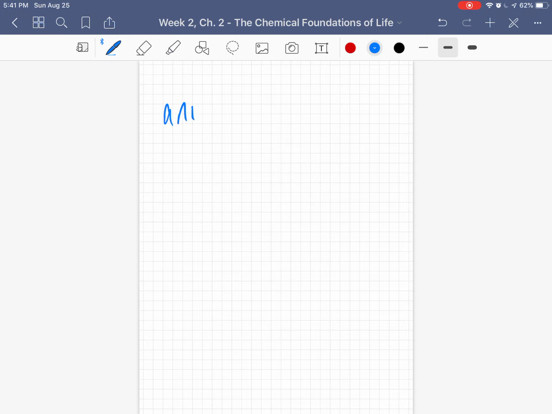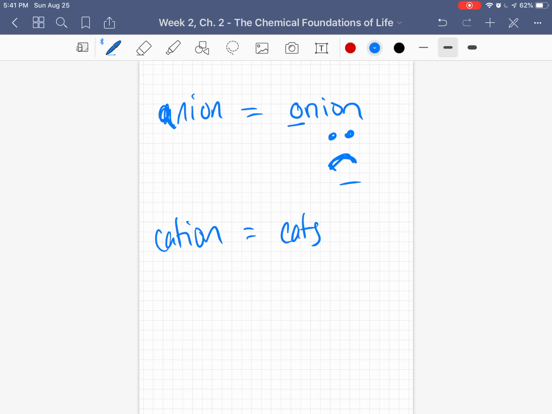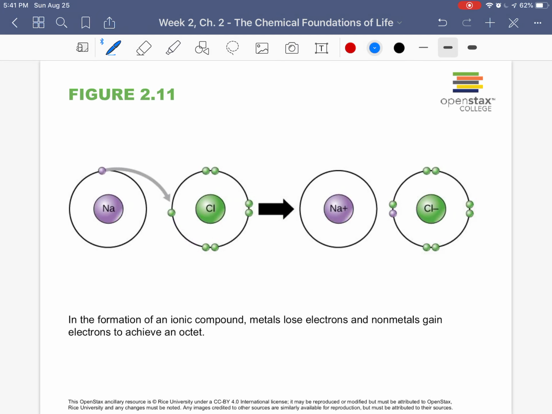So the way that I remember anion versus cation is anion, for some reason, looks to me like onion. Right? So that A is very similar to me to onion. And I do not like onions at all. I don't like them at all. They're disgusting. So that's a negative for me. All right. Cations reminds me of cats. Cats are fun. And so that's a positive for me. So however you can get it to stick in your head, by golly, do it.